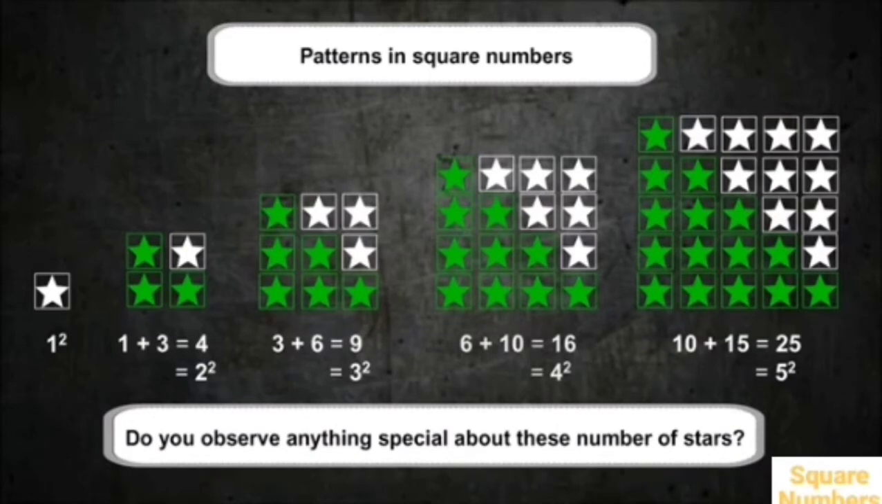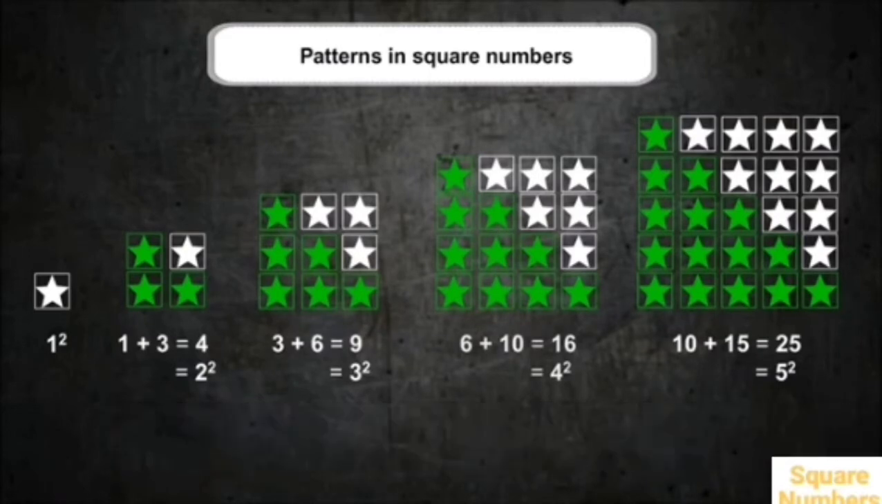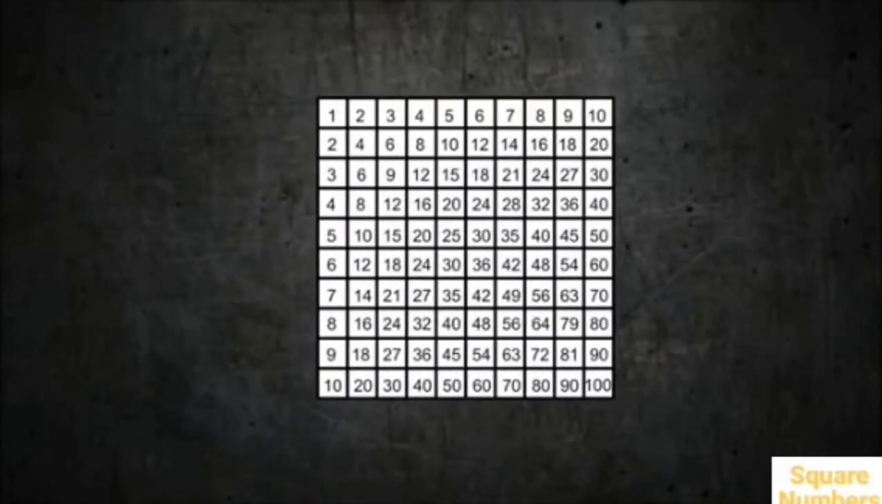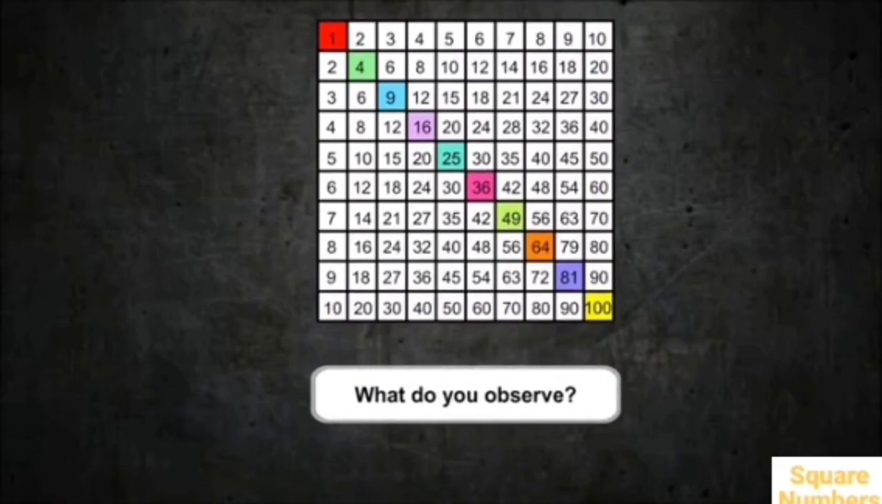Now tell me, do you observe anything special about this number of stars? Yes, see the patterns in the square numbers. Now let's see the multiplication grid up to 100. Now we shade the square numbers like 1, 4, then 9, then 16, 25, 36, 49, 64, 81 and 100. Now tell me, what do you observe?